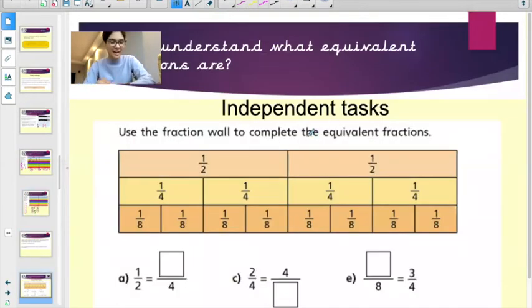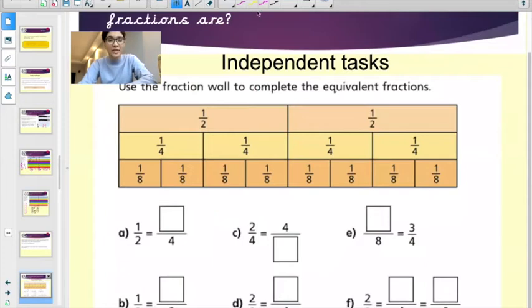Now, here is your independent task. You're going to use this fraction wall to complete the equivalent fractions. For example, if we do the first one together, a half is equal to what? So a half is here. What is a half equal to? We already know that the denominator is going to be 4. So you have to look at the part of the fraction wall that has a denominator of 4, which is the middle bar here. How many parts of the quarter do you need to make a half? You need 1 part, 2 parts, just like that. So have a go at answering the rest of those questions and then we'll go through the answers together.